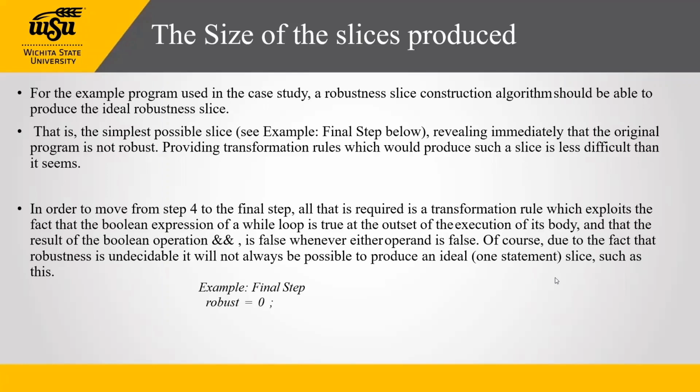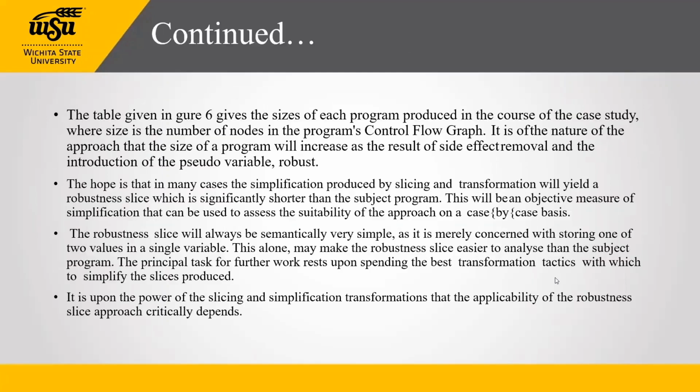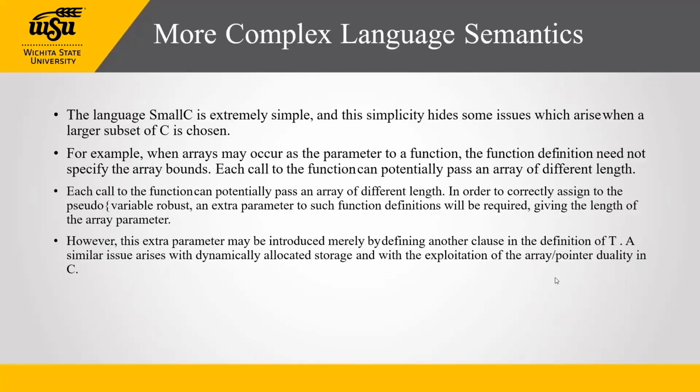Of course, due to the fact that robustness is undecidable, because the robustness will change based on the variables, it will not always be possible to produce an ideal slice. Such as in this example, we take the final step where the robust is equal to 0. And we use some more complex language semantics, where the language small c is extremely simple.